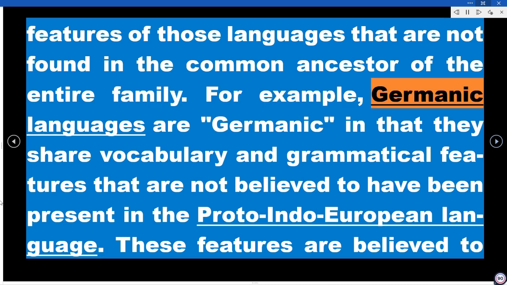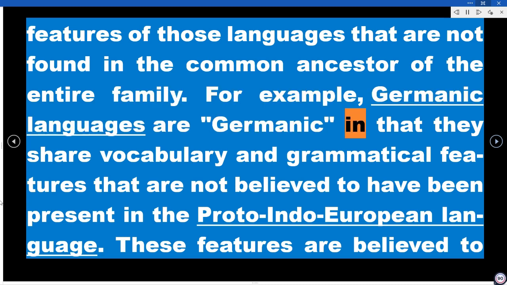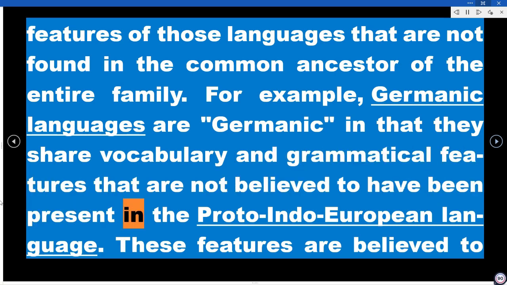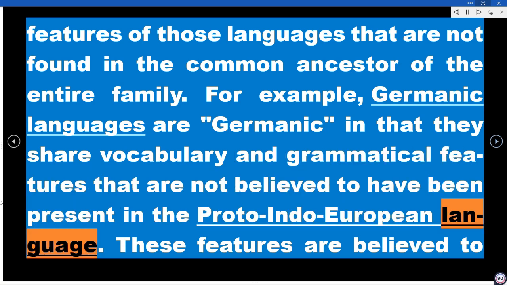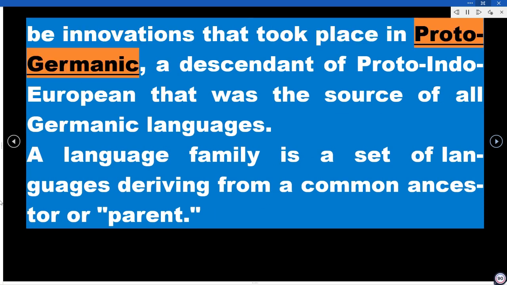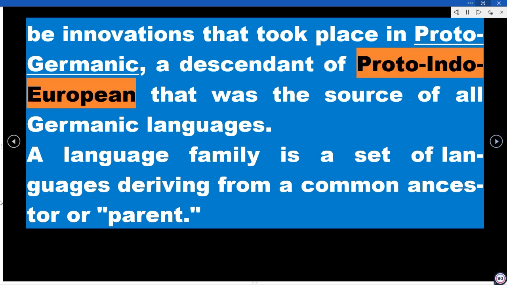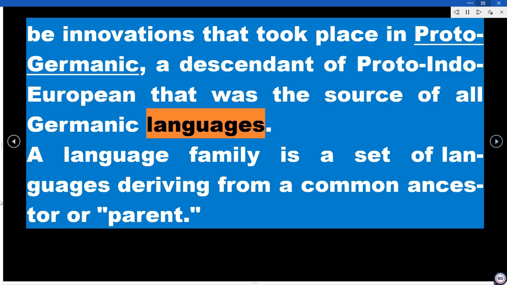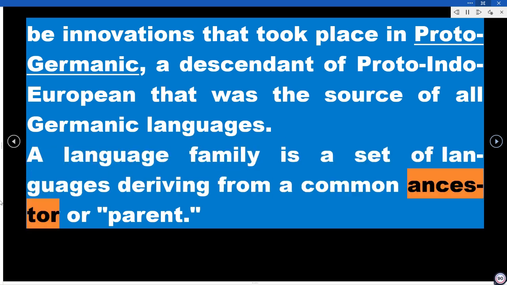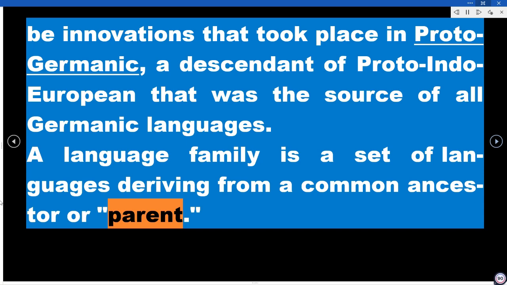For example, Germanic languages are Germanic, in that they share vocabulary and grammatical features that are not believed to have been present in the Proto-Indo-European language. These features are believed to be innovations that took place in Proto-Germanic, a descendant of Proto-Indo-European that was the source of all Germanic languages. A language family is a set of languages deriving from a common ancestor or parent.